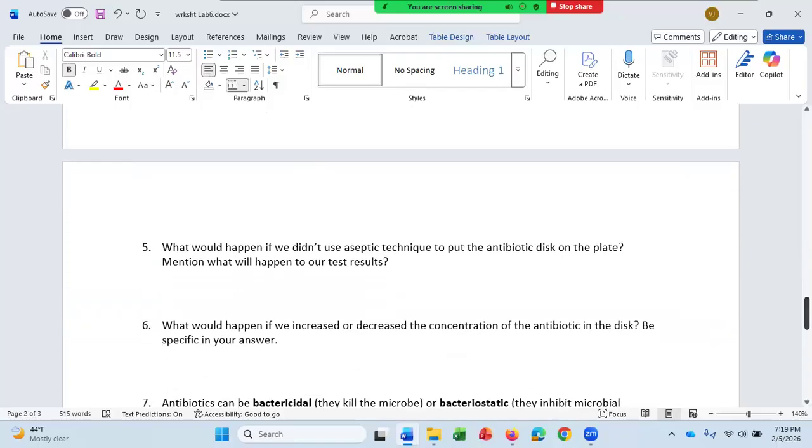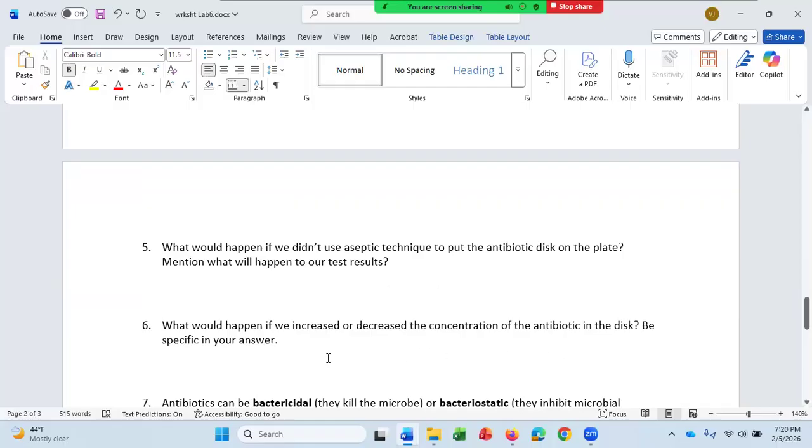5, what would happen if we didn't use aseptic technique to put antibiotic disc on the plate? And then also mention what will happen to our test results. So if you don't use aseptic technique and you put your antibiotic disc on the plate, what's going to happen to the plate? And then what will happen to our test results? All right, 6, what would happen if we increased or decreased the concentration of the antibiotic in the disc?